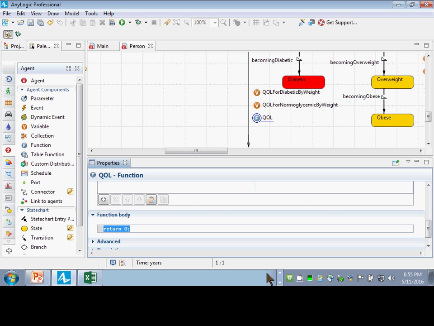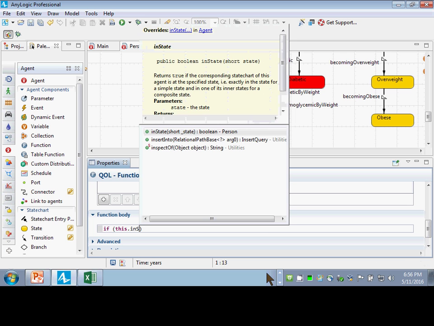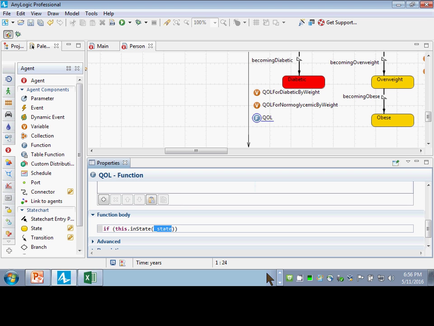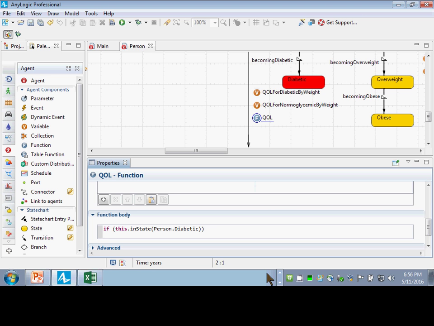So we're going to say, I want to say if I am in a diabetes state. How would I ask, am I in a diabetes state? Yeah, if this dot in state, and to do it in a way that's robust on an ongoing basis, we'd say person.diabetic. After all, I have a colleague at U of S who studies diabetic dogs. And so we want to be diabetes with respect to person.